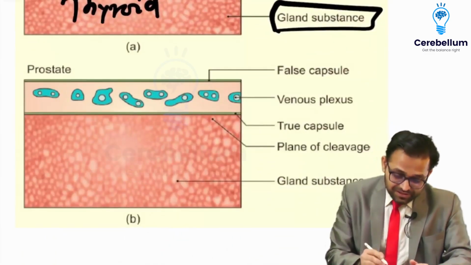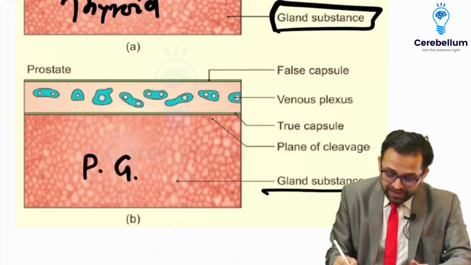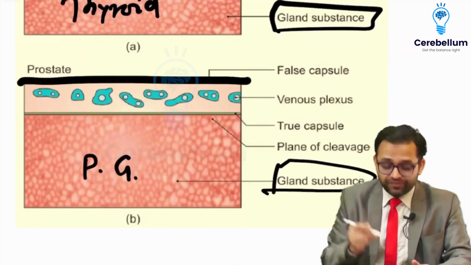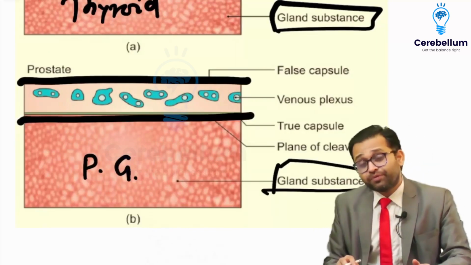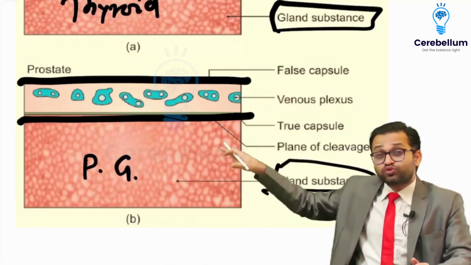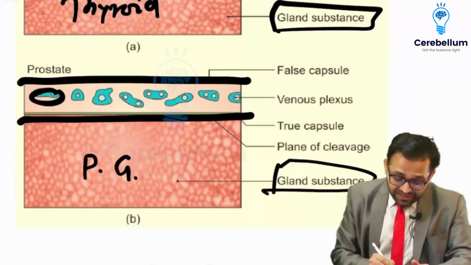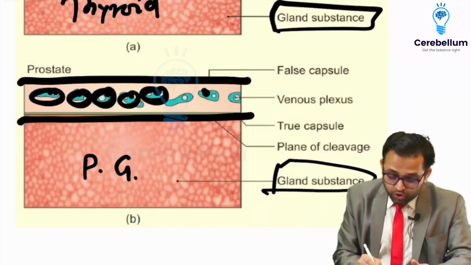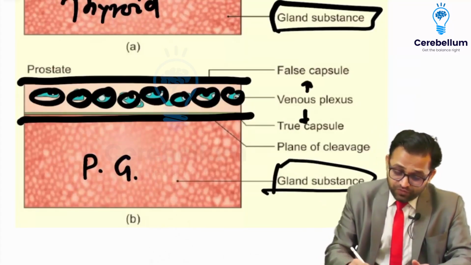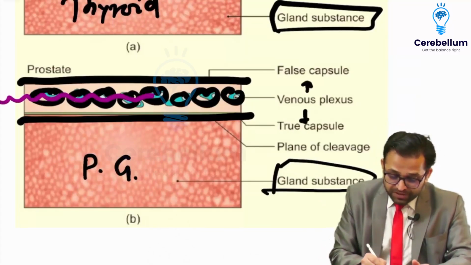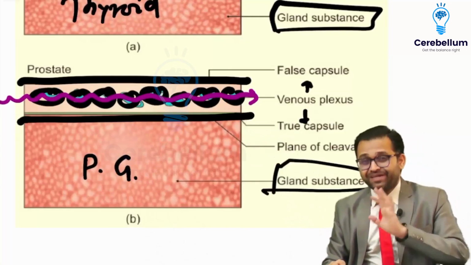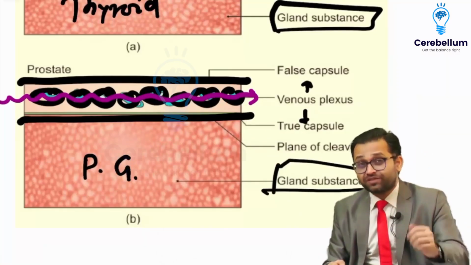Sir, suppose this is our prostate gland substance. Here there is also a true and false capsule. False is away and true is below. Yes, false is away, true is related with the prostate gland. But here the venous plexus is located between the true and the false capsule. So if you do the prostatectomy operation here, then the venous plexus will get damaged. There will be bleeding and shock and the chances of death.